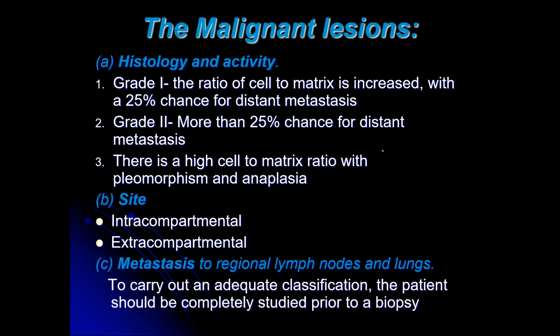Malignant lesions, you should know the histology and activity. But before you do a radio imaging prior to any biopsy, a grade 1 lesion, the ratio of the cell to matrix is increased with a 25% chance for distant metastasis. Grade 2 is more than 25% chance for distant metastasis. There is a high cell to matrix ratio with pleomorphism and anaplasia. The pathologist will tell you about it. Whenever you see pleomorphism, hyperchromatism, or atypical mitosis, then you should think this is an aggressive lesion. Also, we depend on the size.